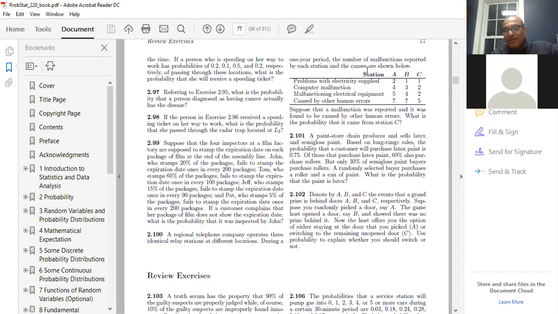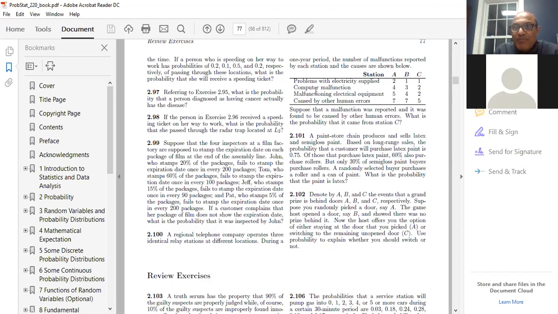One is here, another is supposed 100 miles far. Third one is 150 miles far from here, like this in the other direction. During a one year period, the number of malfunctions reported by each station and the causes are shown below. Problems with electricity supplied, stations A, B, and C. Electricity supply, that is 2, 1, and 1.